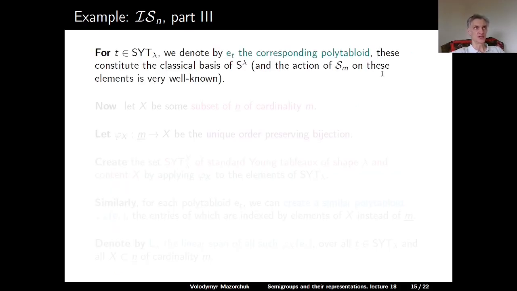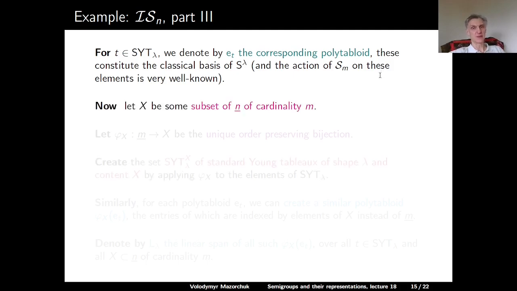For a standard Young tableau of shape lambda, call it T, the corresponding basis element is called a polytabloid and is denoted by E sub T. That's a specific linear combination of elements in a very explicit permutation module, which is constructed in order to construct the Specht module S lambda. The set of all such polytabloids constitutes the classical basis of S lambda, and one can write fairly explicit formulas for how the elements of the symmetric group, or at the very least the elementary transpositions, act on these basis elements.